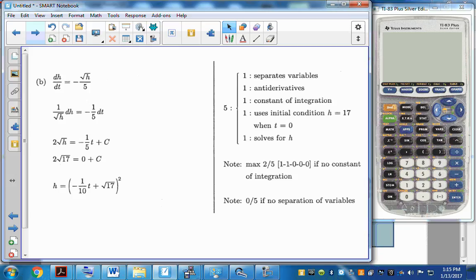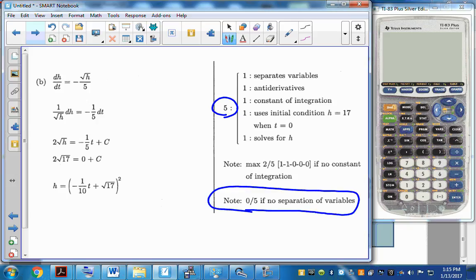But notice that there's 5 points total, part B, and 0 of 5 if you don't separate the variables. You get no credit, even if you do everything else. 0 of 5 if you don't separate, because that's the first thing you've got to do. You get 1 point for the antiderivative, you get 1 point for the constant, and then notice this, the max you can get is 2 out of 5 if you don't put in plus C. Where's the C? You don't do the C, you don't get the credit. The max you could get is 2 out of 5.